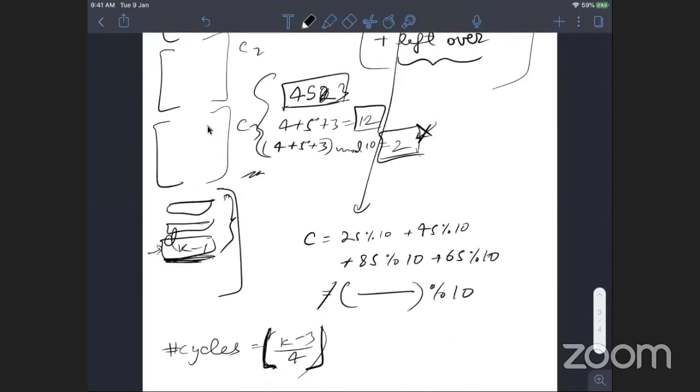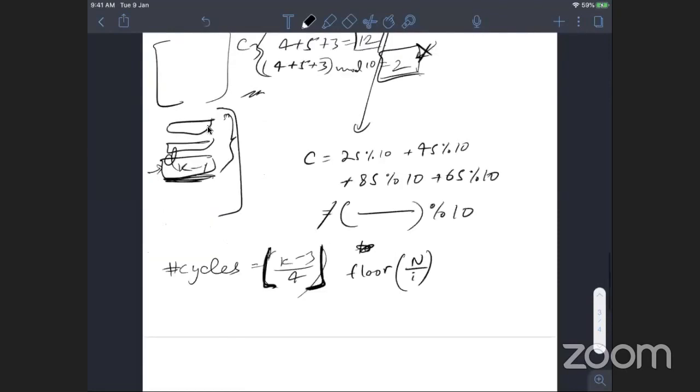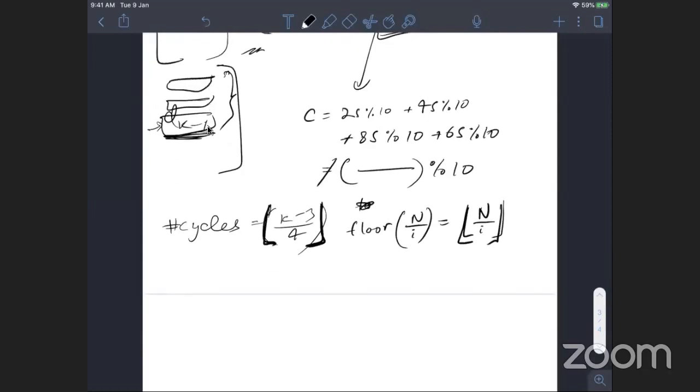Yeah. So the floor symbol is this one that we were using earlier. We were trying to use this thing, right? On the Sublime text, floor n by I or n by 1, whatever. This is actually written as this thing in mathematical notation. You use these downward going brackets, basically. So the number of cycles is k minus 3 by 4, right?